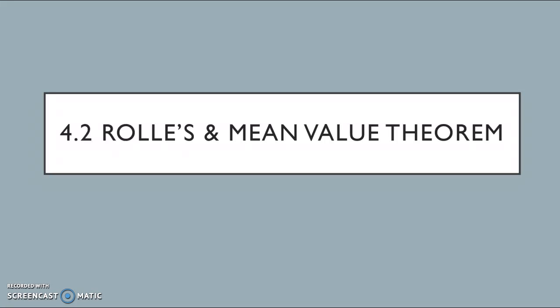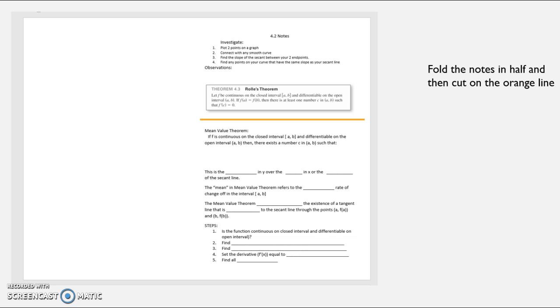Hello, calculus students. Today we are going to take notes on section 4.2, which is Rolle's theorem and the mean value theorem. Let's start with folding our notes. You're just going to fold the notes right in half, and then you're going to cut along where I drew an orange dotted line. So it'll be like a little booklet where the top opens up and the bottom opens up.